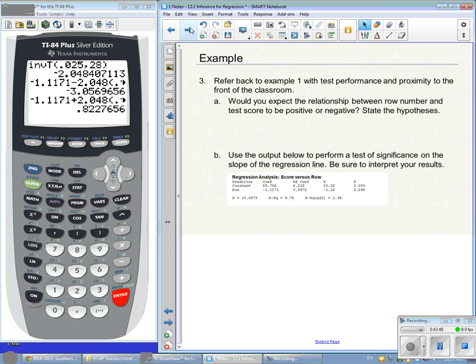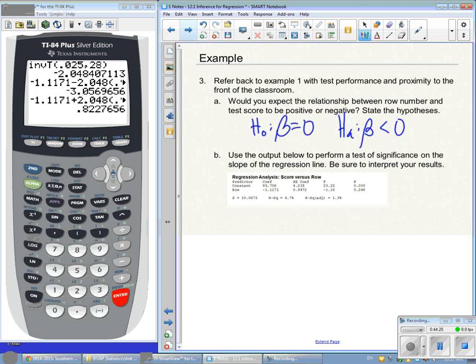Okay, so referring back to the example that we had before, what would you expect the relationship to be? The farther away you are from the front, what would you expect your scores, your performance? The lower, right? The further away from the front, the expectation was that the scores would drop. So our null hypothesis is going to be that beta is equal to 0, that there is no difference in scores. The alternative, though, is to say that there would be a decrease in performance the further away you are.